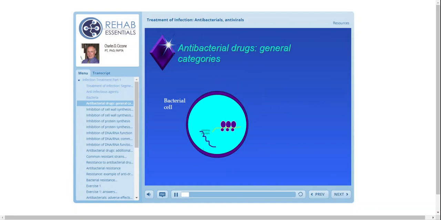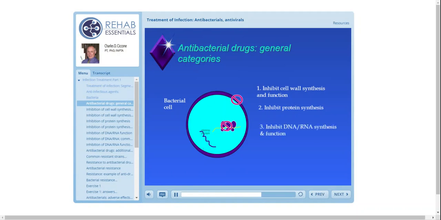So what we're going to do is classify our antibacterial drugs into one of 3 categories depending on which of those characteristics the drug tends to focus on. So we'll start by talking about drugs that inhibit the cell wall synthesis and function, specifically in the bacterial cell. Then we'll talk about drugs that inhibit protein synthesis, again, selectively in bacterial cells. And finally, drugs that inhibit DNA and RNA function and synthesis, again, hopefully in the bacterial cell specifically.